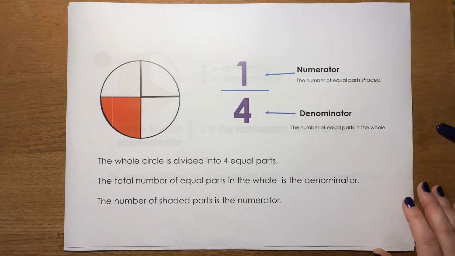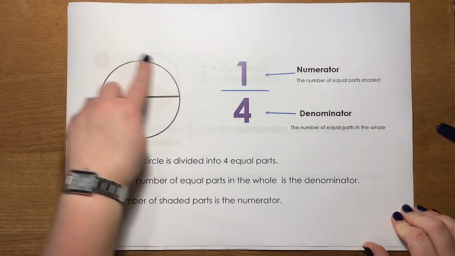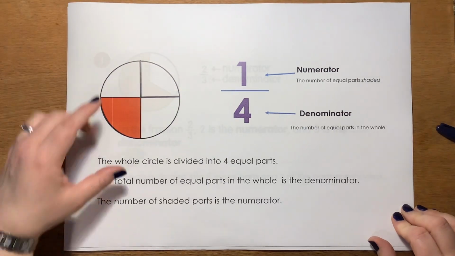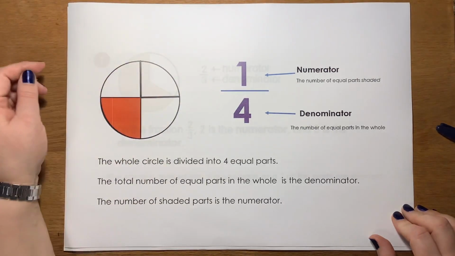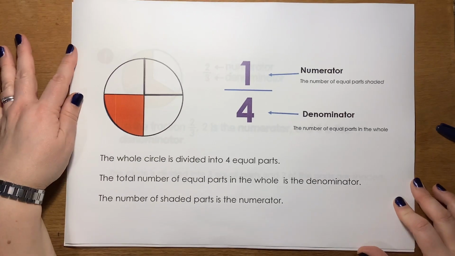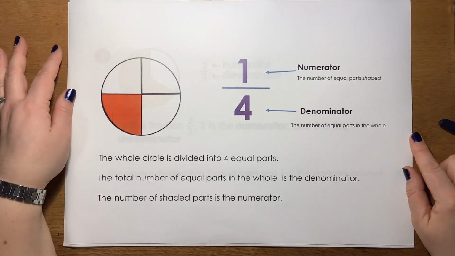So let's have a look again with a picture. It helps us to represent it, helps us to visualize it. So we have a circle here, a whole circle, and it has been divided into 4 equal parts. So the numerator tells us the number of those equal parts that we're talking about.